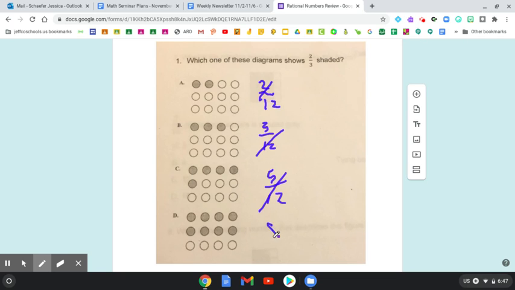This one, though, has 8 out of 12. And so my question is, is that the same as 2/3? Well, nothing else is working. Here's why it works. If I look for a common factor, 4 can divide into both of these. So I'm going to divide by 4 on top and bottom. I'm simplifying, right? 4 goes into 8 twice, and 4 goes into 12 3 times. So it is 2/3. So D is my choice on this first one.